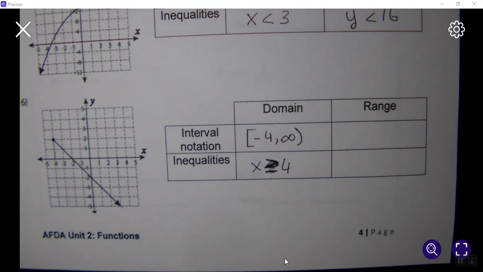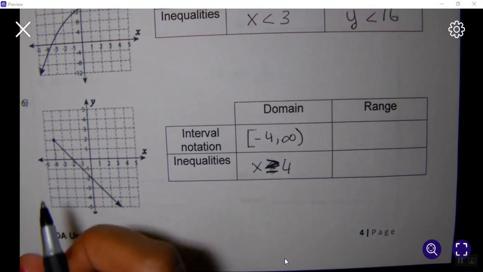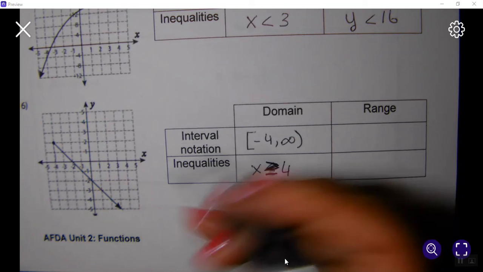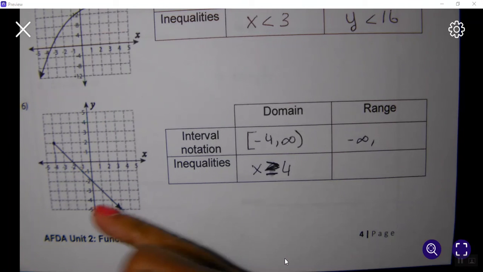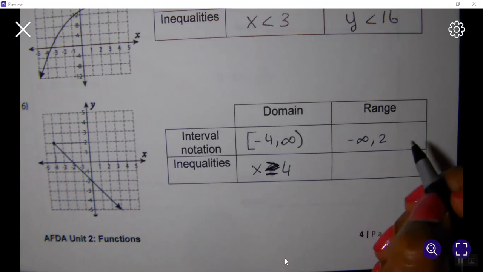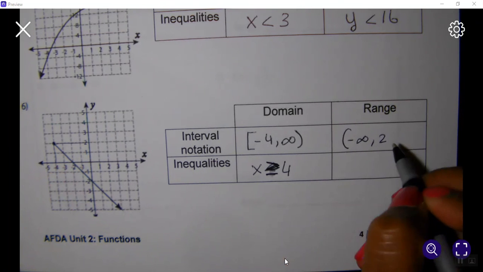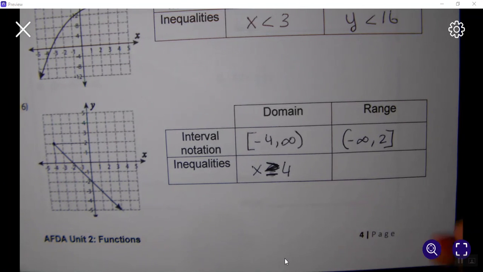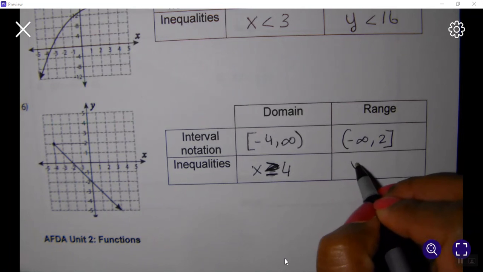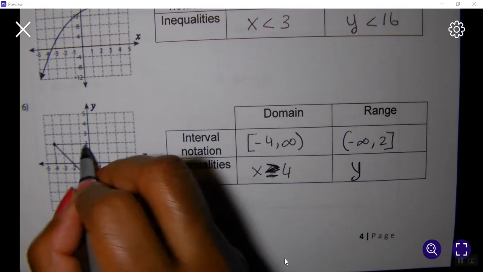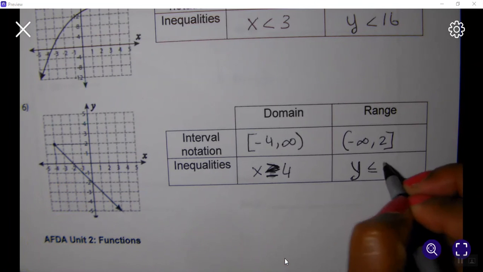Okay. All right, the range. So we have here at the bottom, it's not really starting at negative 5. It's actually starting from the bottom. So it's starting from negative infinity all the way up to 2. And then, so for 2, I'm going to put a closed bracket. So we can say that the range y is everything less than 2. Less than or equal to 2, I should say.